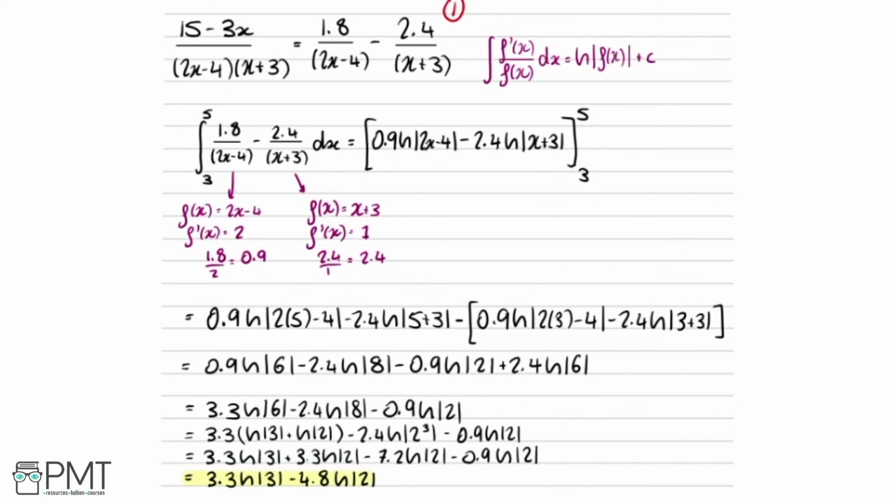Then we essentially get 4 marks for the rest of our working here. So integrating successfully and subbing in x equals 5 and x equals 3 and using our log laws to get down to the correct form. And then we get our 8th and final mark for this line here, so correctly identifying there will be 3.3 as a coefficient of ln of 3 and minus 4.8 as the coefficient of ln of 2.